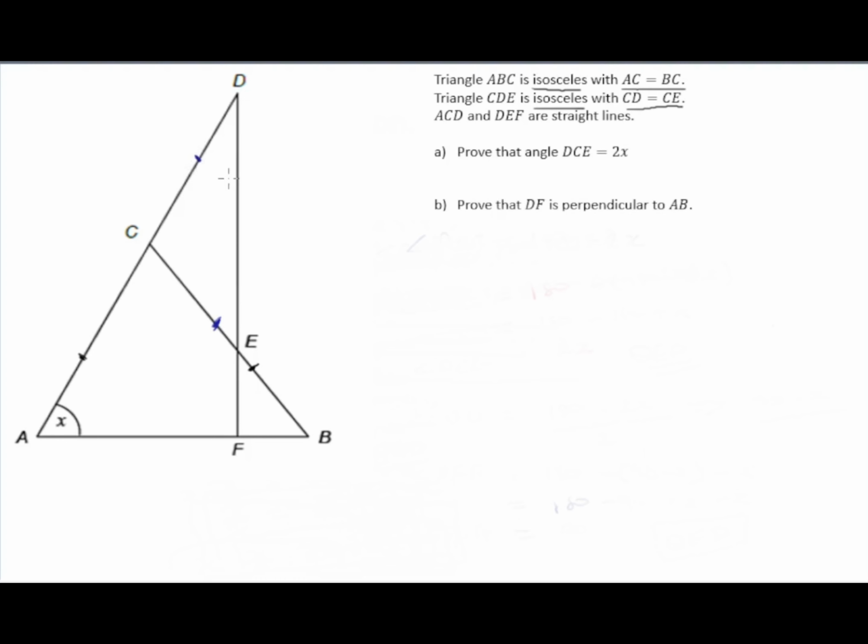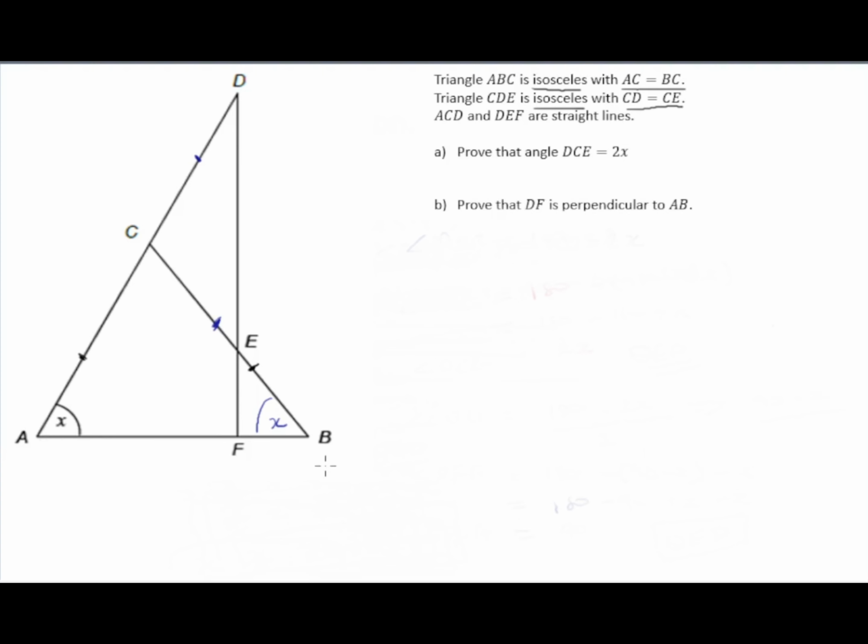Okay, so now we're looking at two triangles, triangle ABC and triangle CDE. We want to start with the triangle that has more information. Triangle CDE doesn't have enough information, so we're going to look at triangle ABC, where we are given this angle right here. Triangle ABC is an isosceles triangle. We know that the base angles of an isosceles triangle are equal. So if we know this base angle, we can say that this base angle is also x because they are equal. Now for triangle ABC, we have two angles.